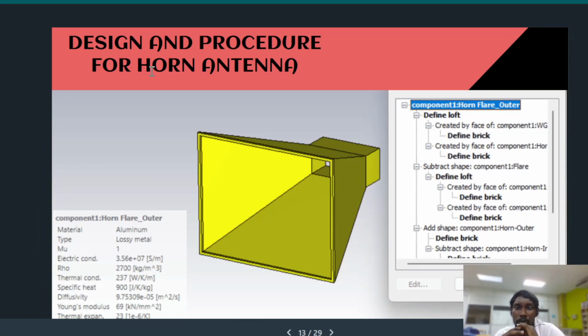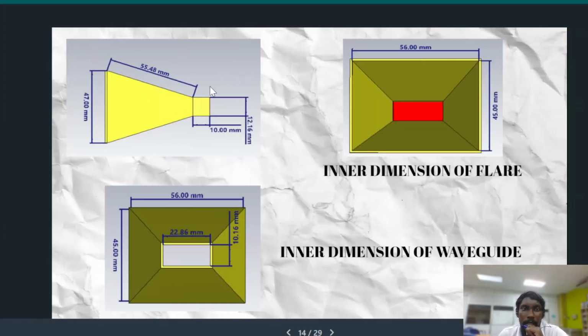The next slide illustrates the design and procedure for the horn antenna. This is how I construct my horn antenna. The material I use is aluminum and the type is lossy metal. I constructed it through a defined loft and also added a defined brick. These are the parameters for the horn antenna. These are the inner dimensions of the flare, and these are the inner dimensions of the waveguide.